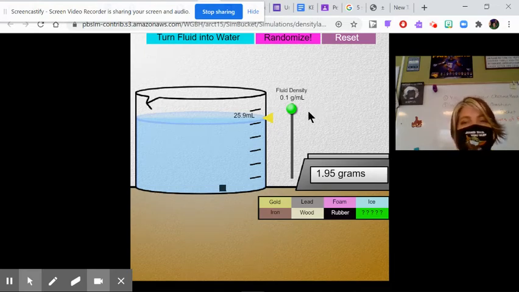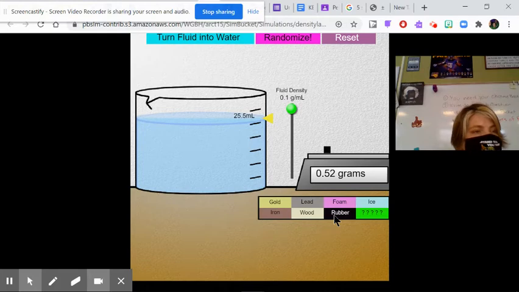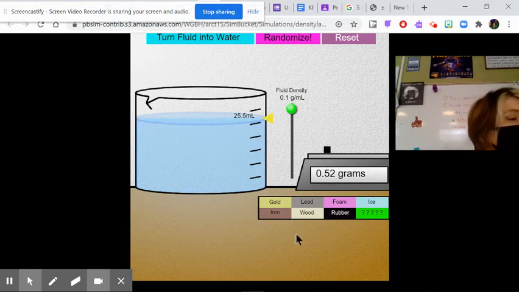Okay, so now what you're going to do is choose two of these objects: gold, iron, lead, wood, foam, rubber, whatever it is you want. And do I click on them? Nope, you're not. You're just writing them down in the table.